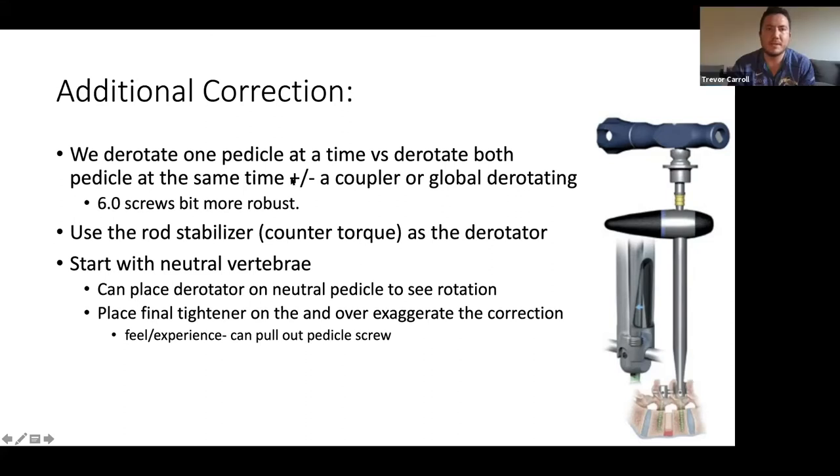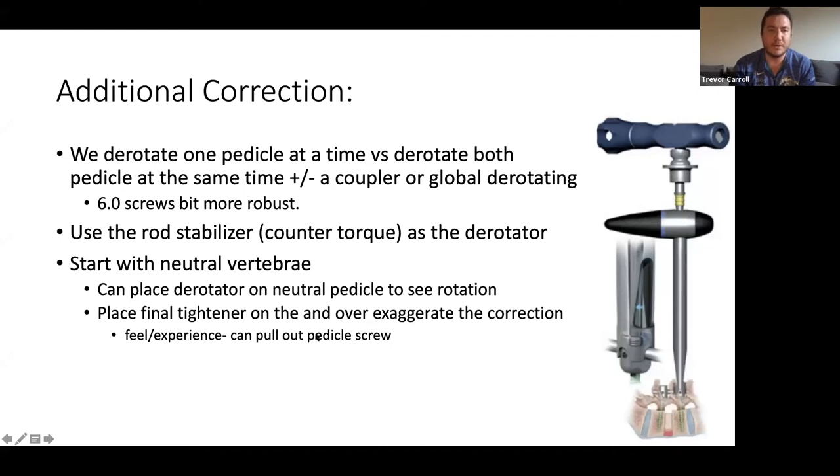This kind of helps because if you just do the sandwich, I guess this is biased, but it tends to undercorrect. When you lock it in, it tends to have some memory and go back. So with this way, you can really get as much correction as possible and lock it in. It still flows back a bit, but usually when it bounces back, it's hopefully in a more neutral position. And then we just start from that neutral pedicle screw or the neutral level that we found.